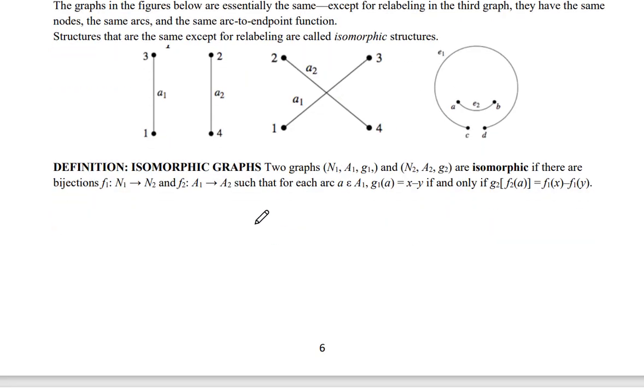Here is the formal definition. Two graphs, each with a set of nodes, arcs, and functions, are isomorphic if there are bijections f1: N1 to N2 and f2: A1 to A2, such that for each arc a that belongs to A1 and function g1 of a that takes x to y, if and only if g2 of f2(a) is f1(x) to f1(y). Let me explain this.